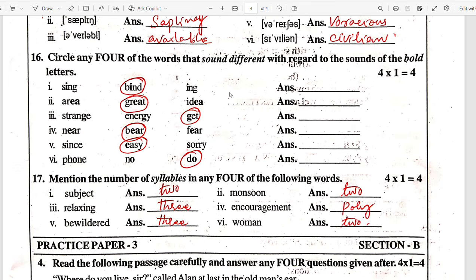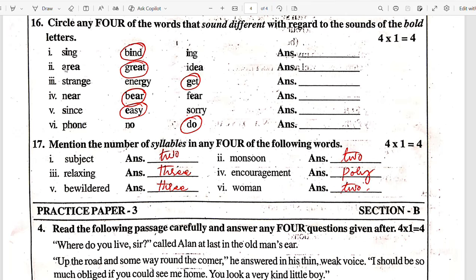Next, 16th one. Circle any 4 of the words that sound different with regard to the sounds of the bold letters. Here: sing, ink, bind. You have to pronounce them 2-3 times and you will get it very easily. It's a very scoring area. Sing, ink go together. Bind has an I sound, so this is pronounced differently.